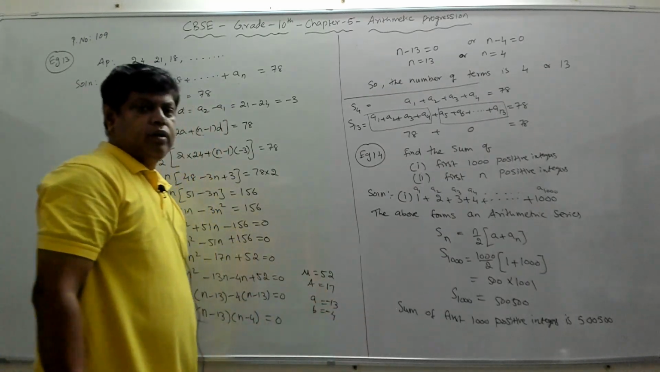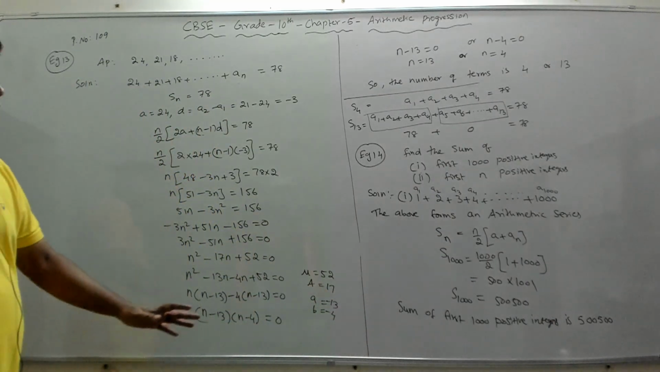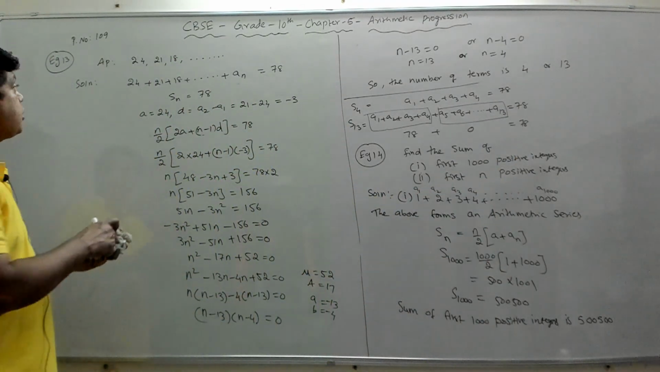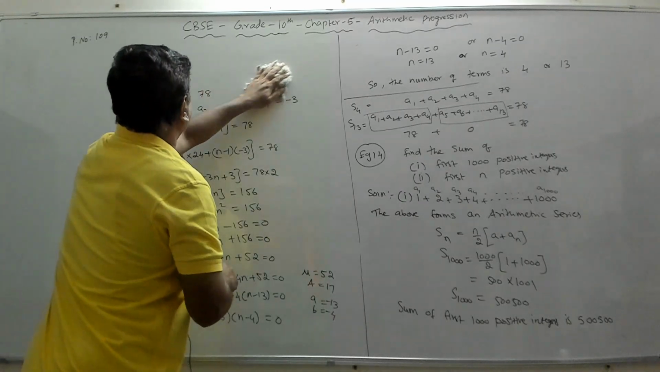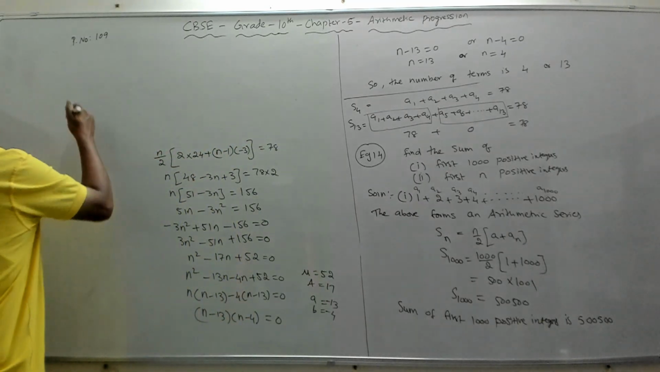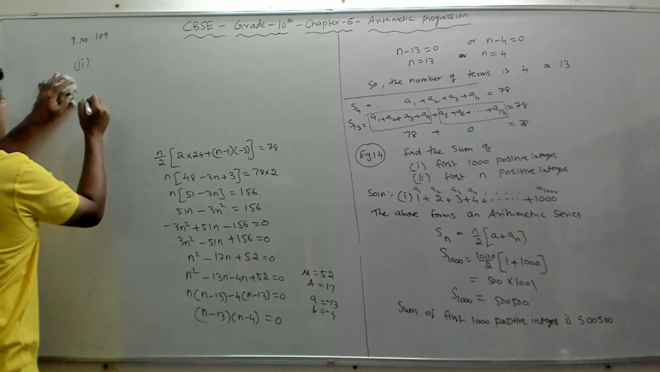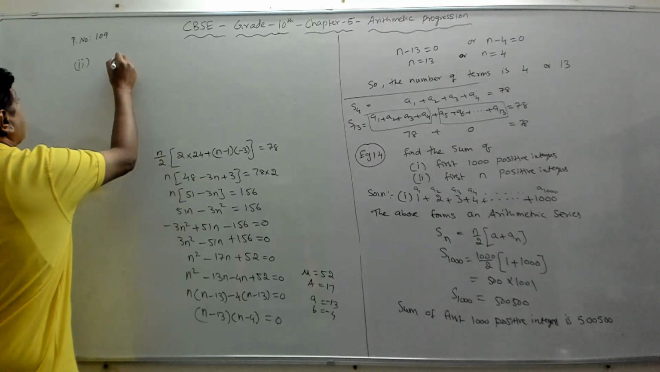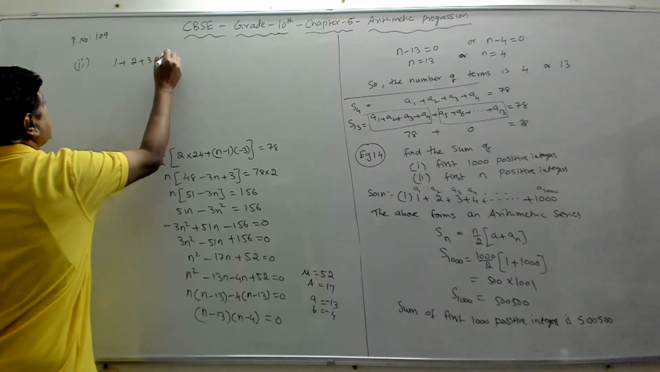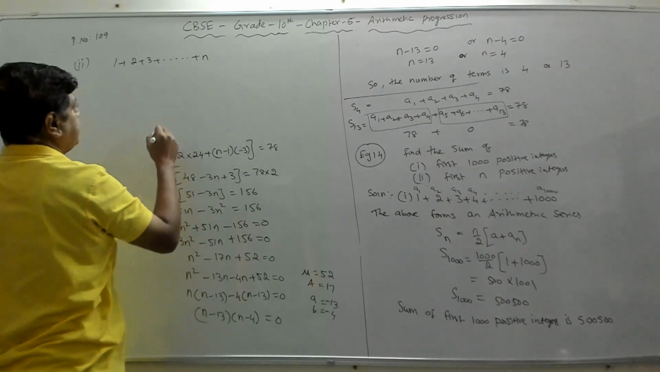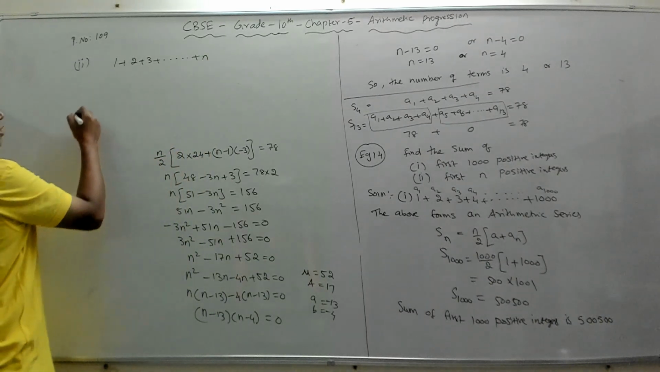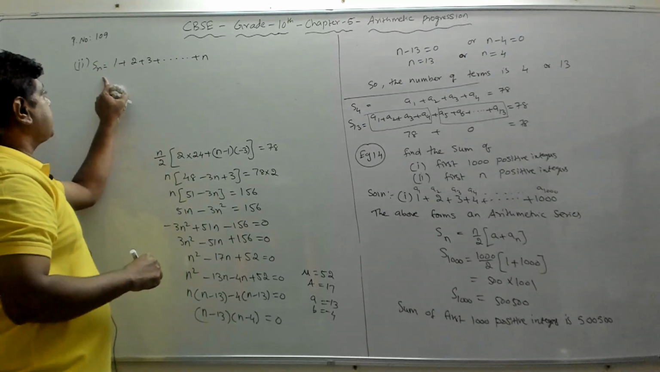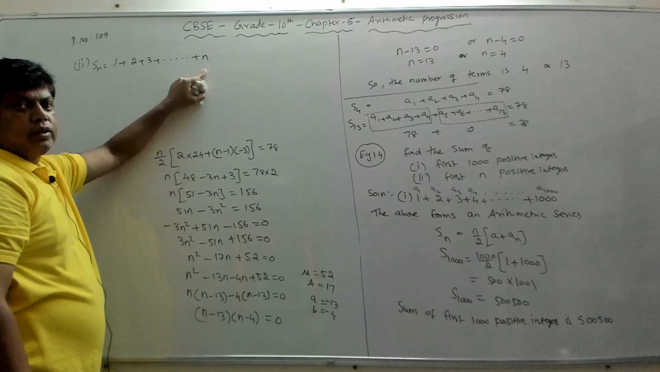5,500,000, right? Now the second part, we have to find the sum of the first n positive integers. How do we find it? The second part of the 14th question is the sum of the first n positive integers, which means we have to find 1 plus 2 plus 3 plus dot dot dot plus n, right? That is our Sn. We call that Sn.